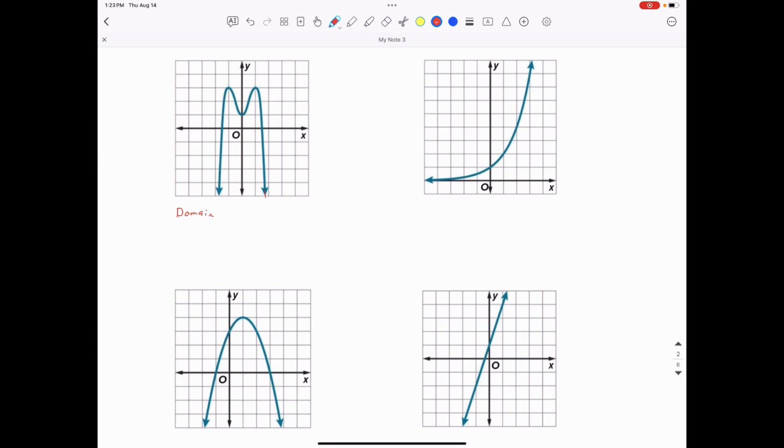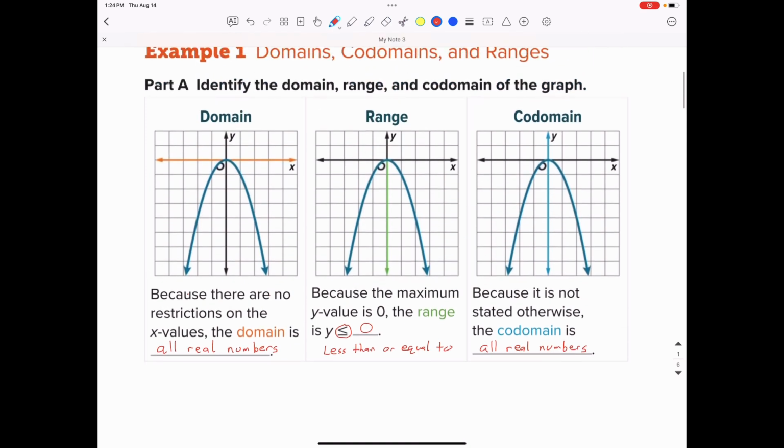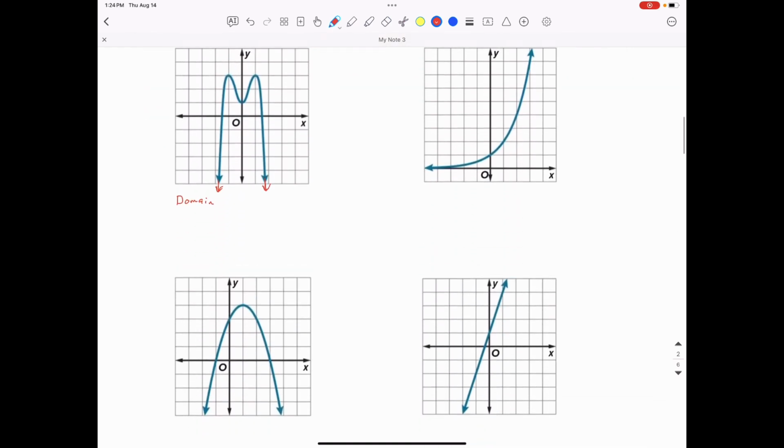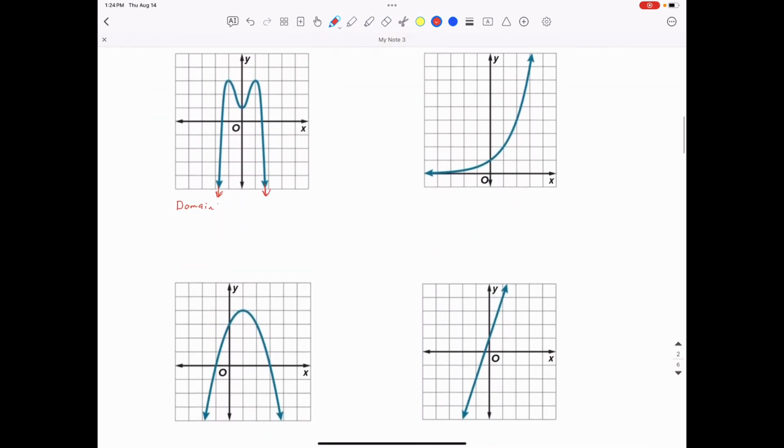And the bottom of this graph, it almost looks like it's going straight down, but it's really not. You can see that it is slightly angled to the right and slightly angled to the left. So much like the arch-shaped graph up here, this domain is also all real numbers. So I will write that out. I'm not writing out ARN. That's not the abbreviation for all real numbers. The range.